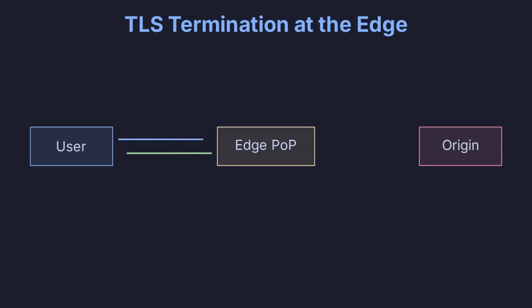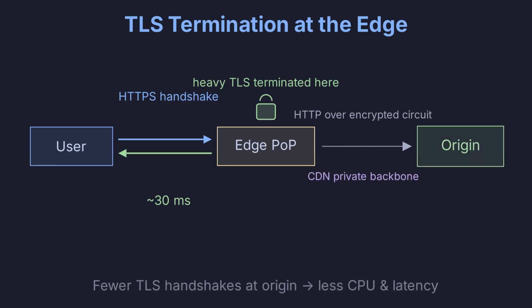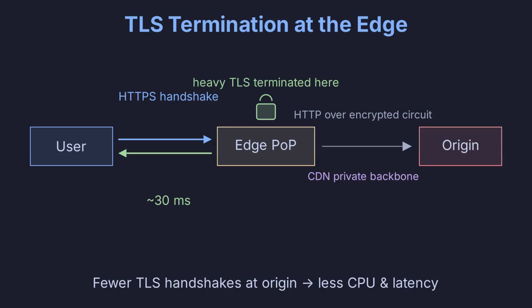A hidden benefit of a CDN is TLS termination at the edge. The heavy handshake, certificate validation, key exchange, happens on a server next door to the user, often completing in under 30 milliseconds. Your origin then talks to the edge over a private backbone or an internal encrypted link, handling far fewer TLS connections. This reduces CPU load and latency at the origin, letting you run a simpler backend.